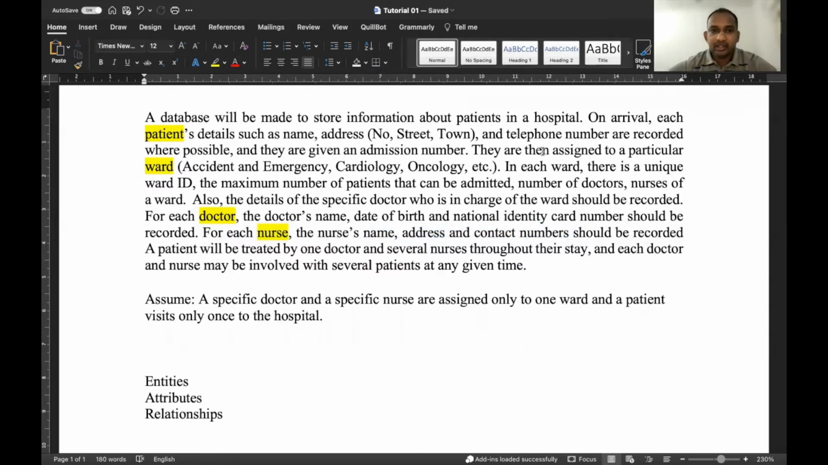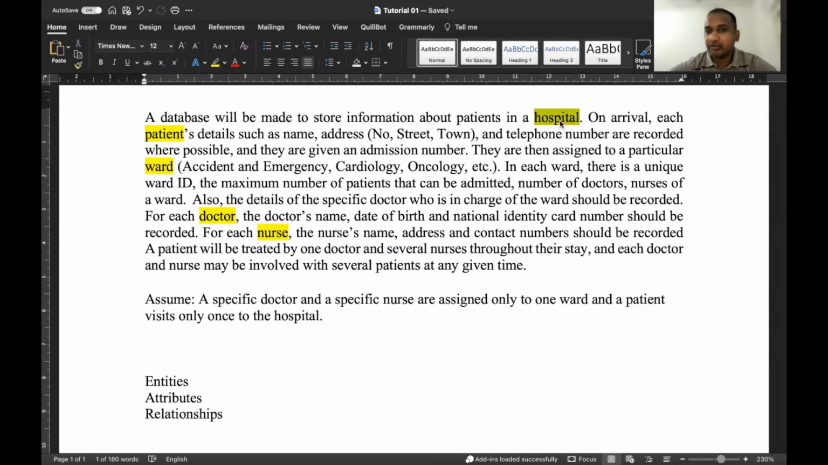When you are reading this scenario, the first sentence is talking about a database that will be made to store information about patients in the hospital. Sometimes you may erroneously identify hospital as an entity. Remember that hospital is not an entity. There are several reasons that hospital is not an entity. Because the hospital is the complete system.